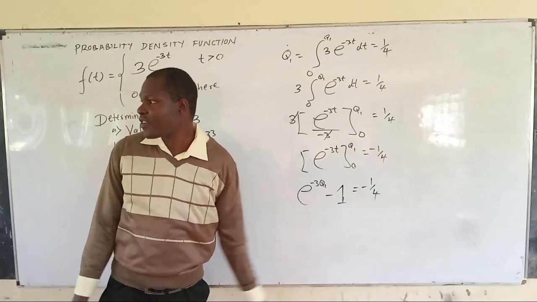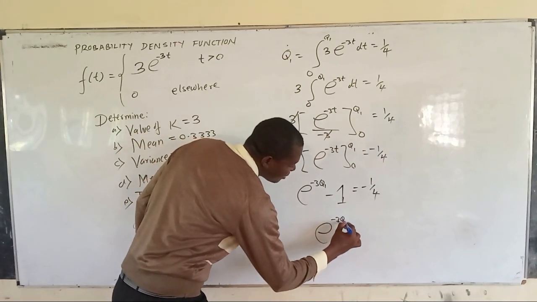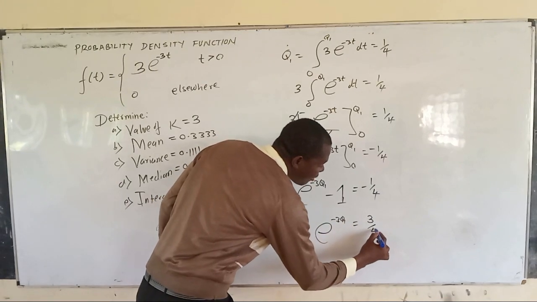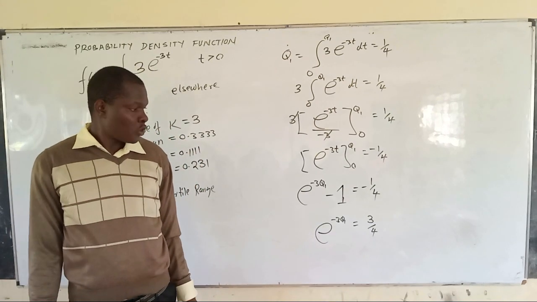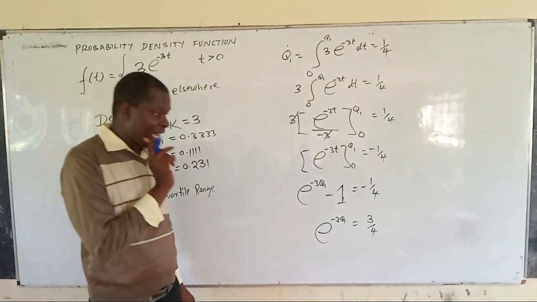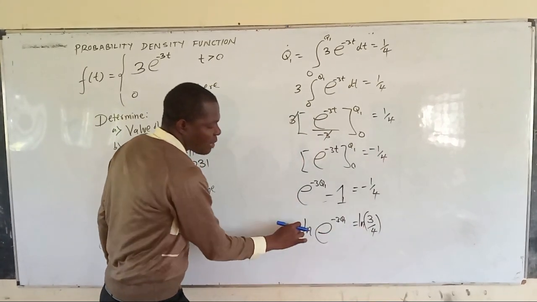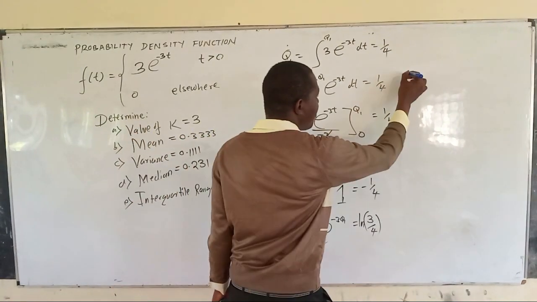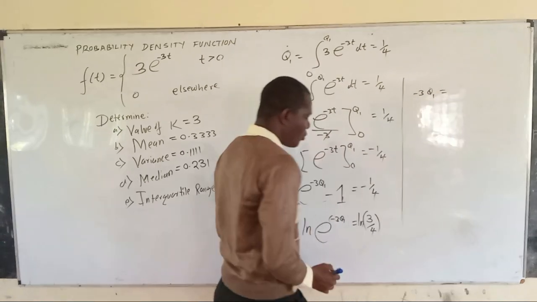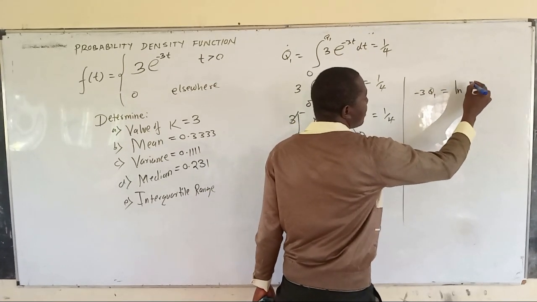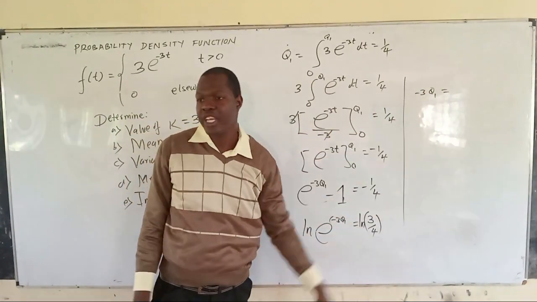So negative 1 going to the other side becomes positive 1. So we have exponential negative 3Q1 is equal to 3 over 4, because we have negative a quarter plus 1. So from there, you introduce ln on both sides. Then the power becomes the coefficient, so you remain with negative 3Q1 equal to ln of 3 over 4. The power becomes ln of e, which is 1, so we remain with negative 3Q1.